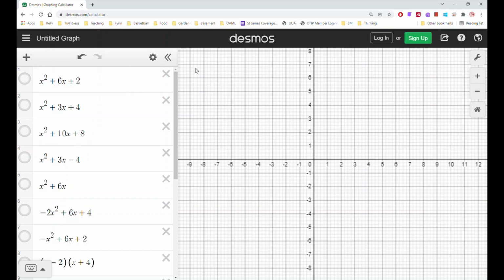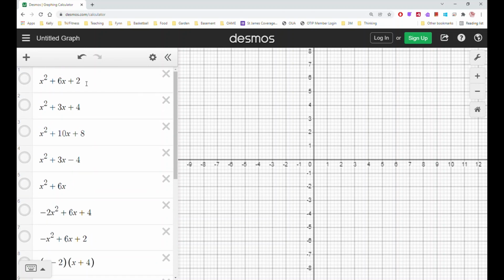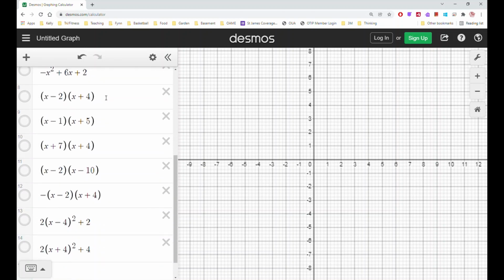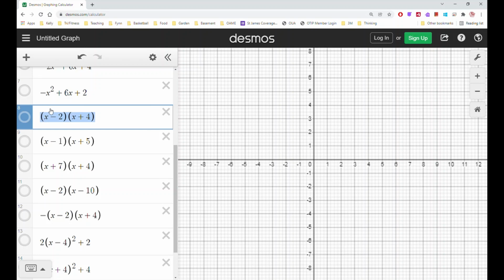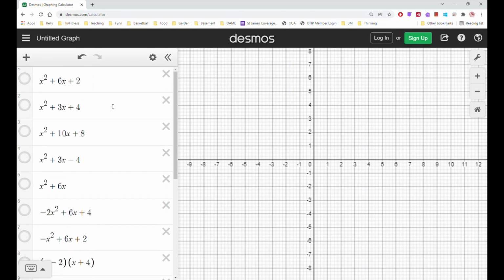For this lesson, we're going to look at what information each form gives us. So we have three forms. We have standard form, which is the x squared plus 6x plus 2. We see that a lot. We have factored form that looks like this, where we factored it through. Then lastly, we have vertex form, which we saw the other day. Each of these pieces gives us a piece of information.